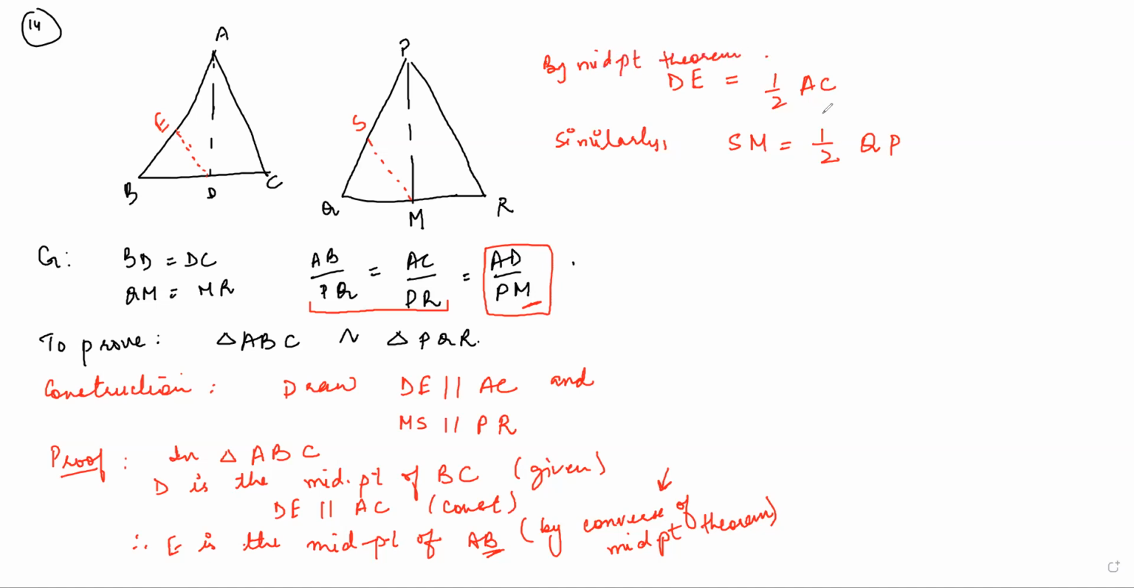So D is actually half of AC. The theorem says this is half of the third side. That's the statement of that theorem. Similarly, I've got SM also half of QP. Understood?